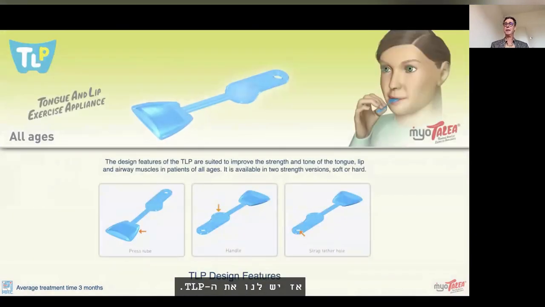Then we have the TLP. The TLP is a simple version of the TLJ. What you can do with the TLP is lip training exercises and tongue training exercises. This means you can place the TLP between your lips, and you can put the TLP in your mouth and use it like an active tongue tag and do tongue training exercises.